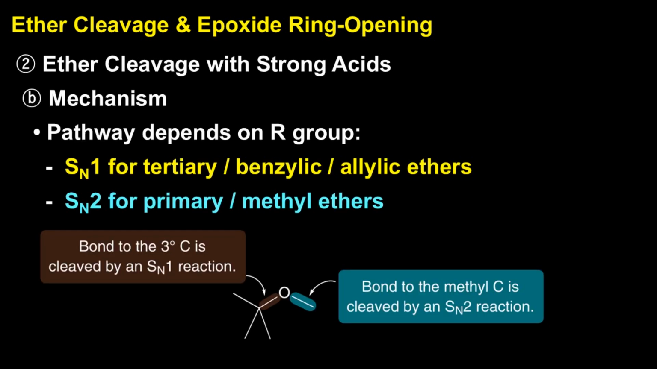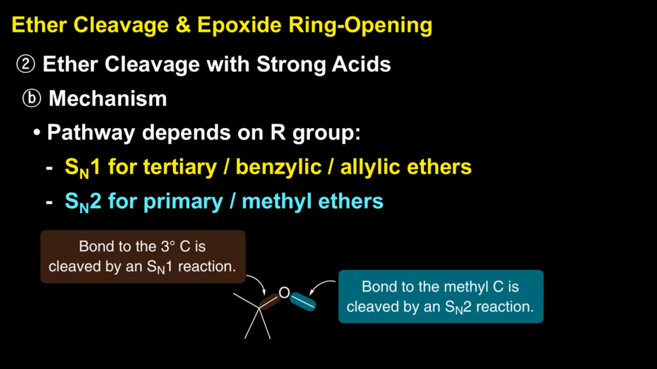Now let's talk about how ether cleavage actually happens and which mechanism it follows. It all comes down to the R group attached to the oxygen. If it's tertiary, benzylic, or allylic, the reaction usually goes through SN1, since those carbocations are relatively stable. But if the group is primary or methyl, then SN2 is more likely, because those carbocations would be too unstable to form. So just by looking at the two groups on either side of the ether, we can often predict whether it'll follow SN1 or SN2.